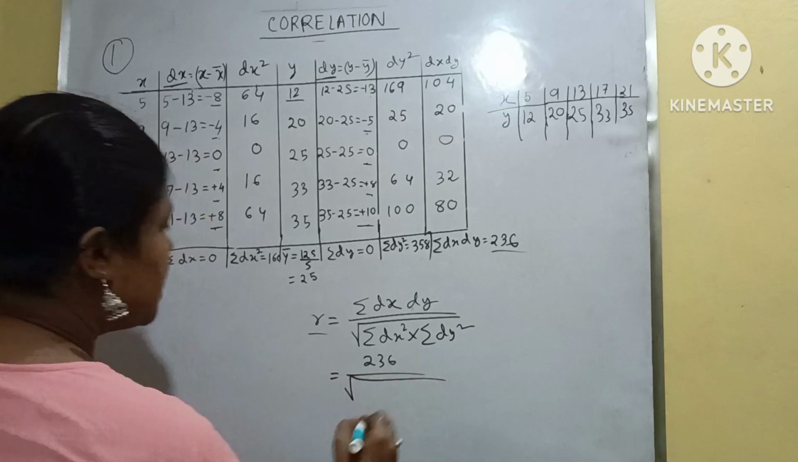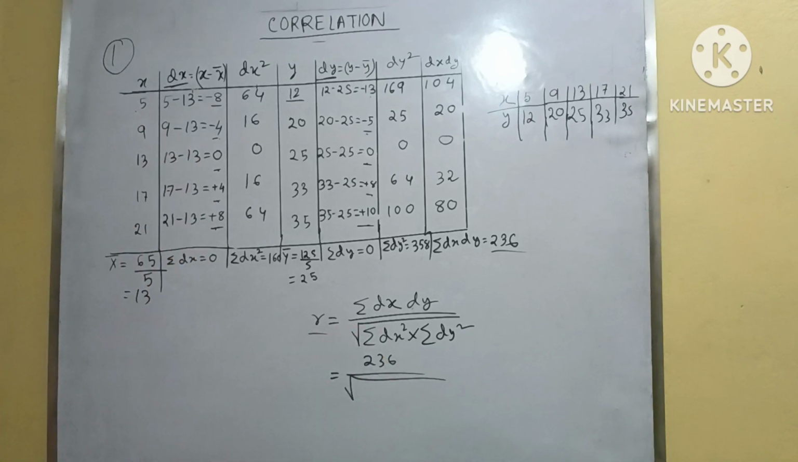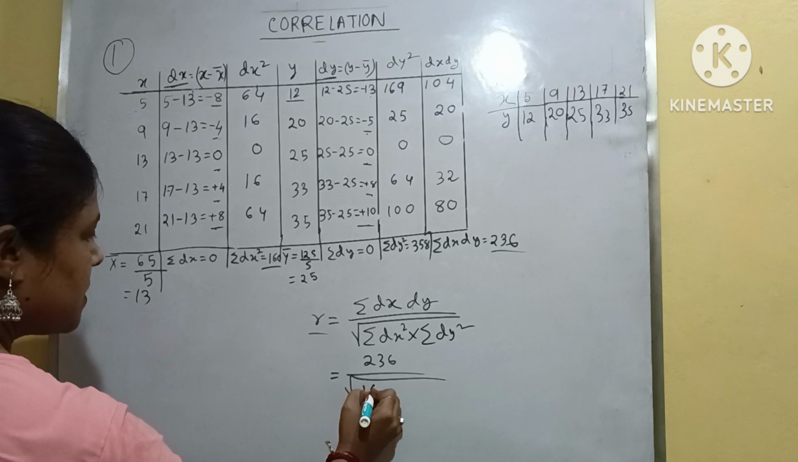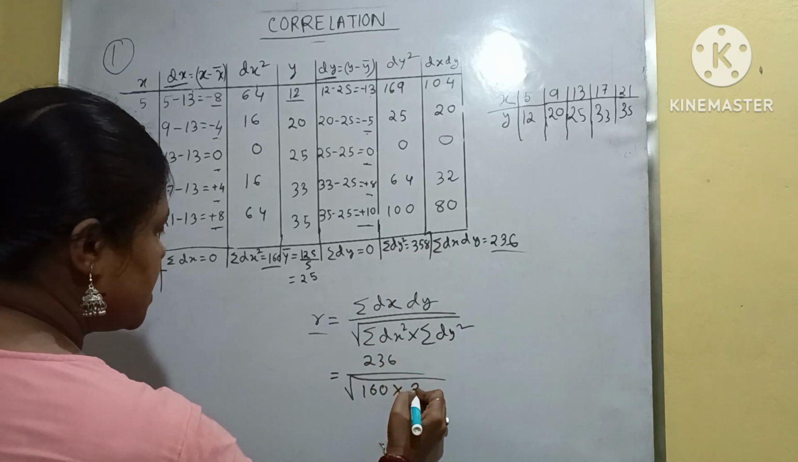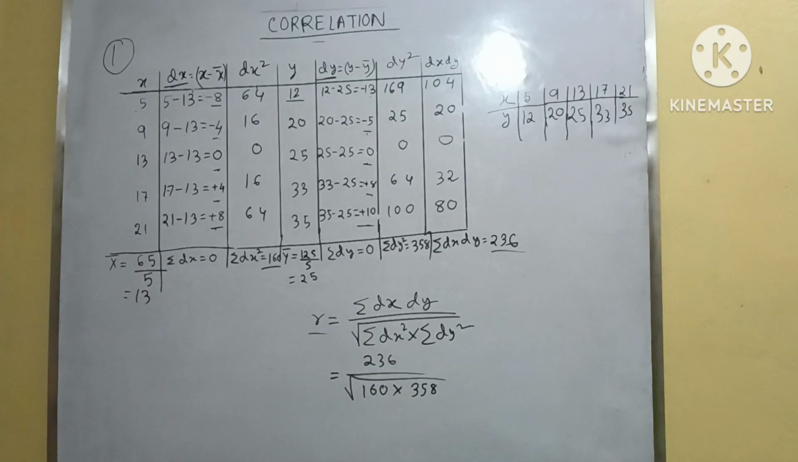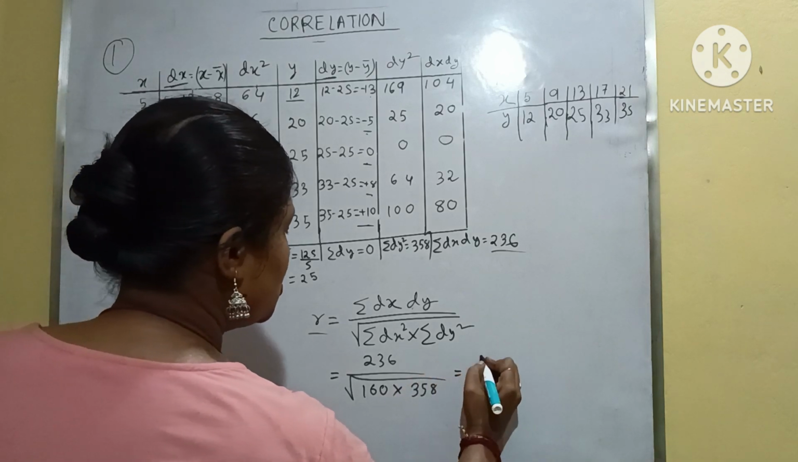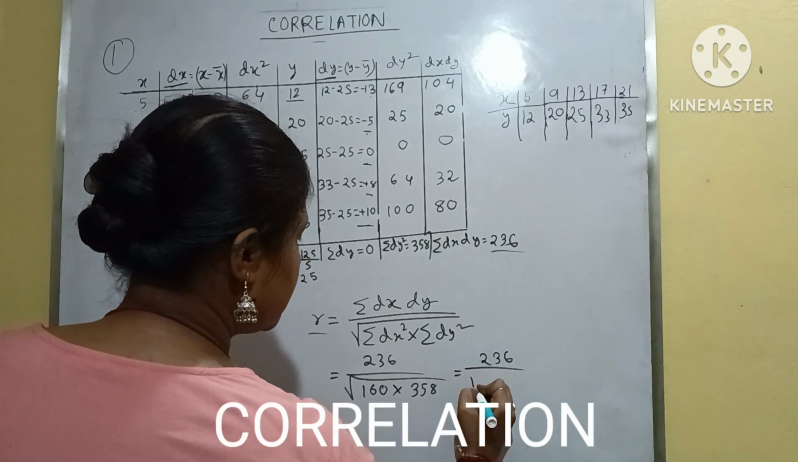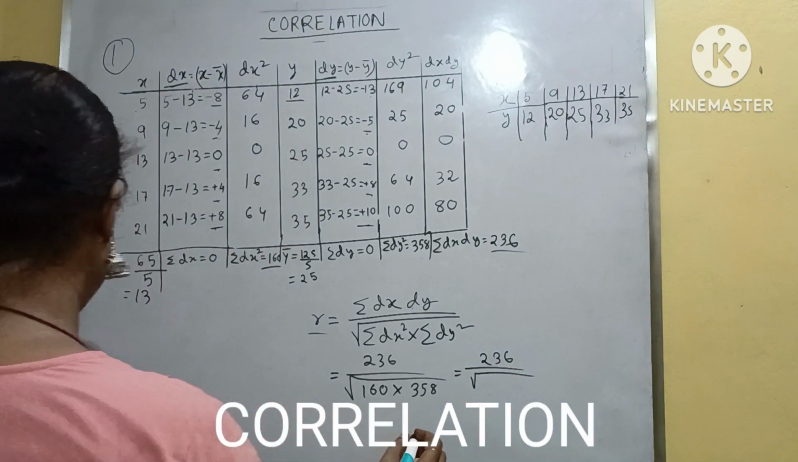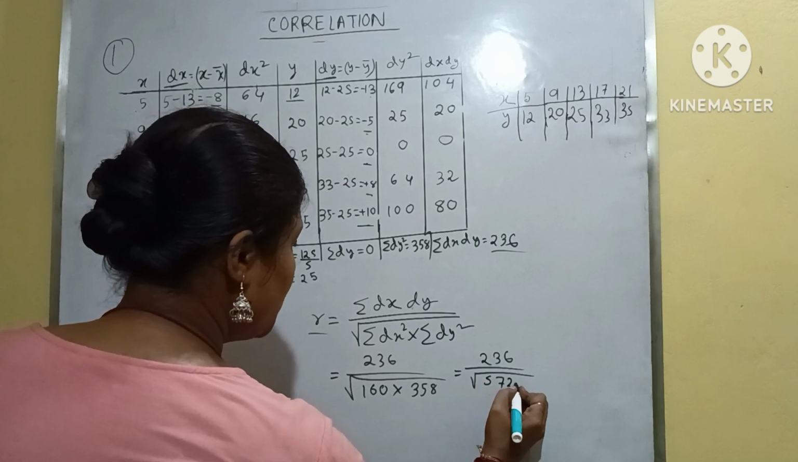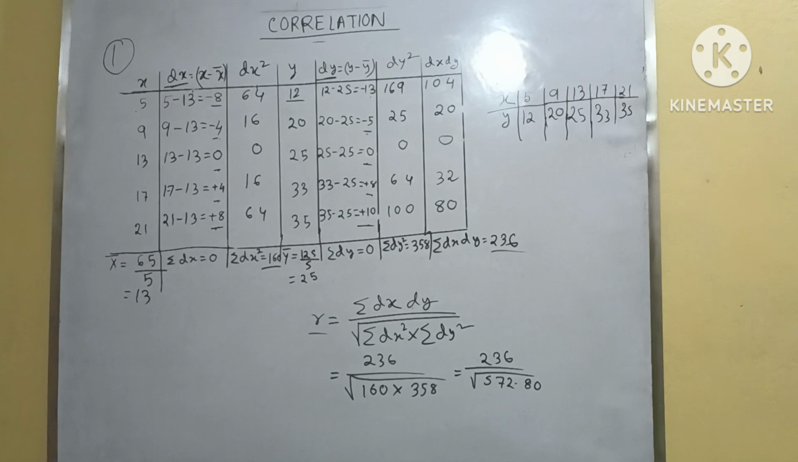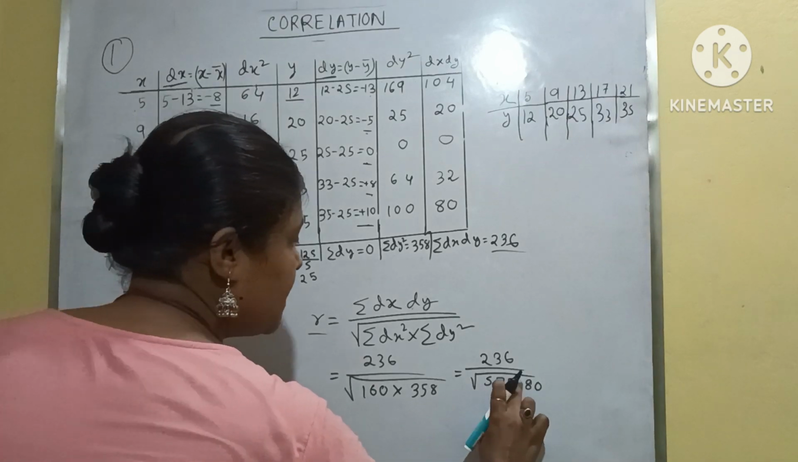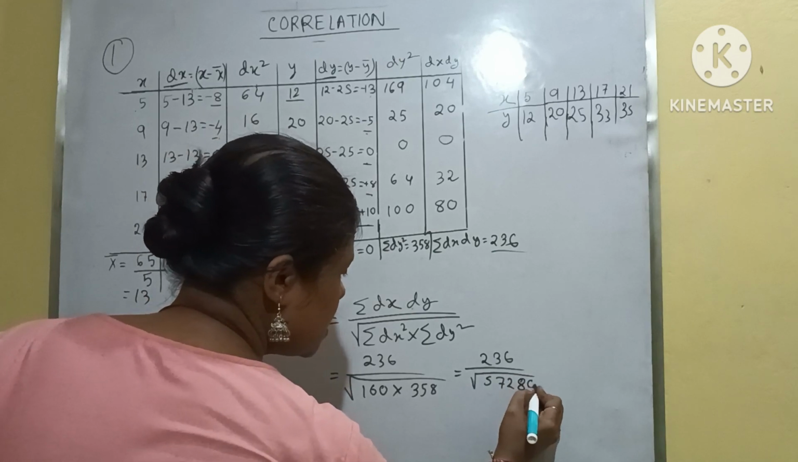And root over the summation of dx square, which one? This is 160. Clear? And the summation of dy square, 358. Clear? So if you calculate, this is the 236 and this is 572.80, 572.8, not point, sorry, 572 and 80. This is the answer.